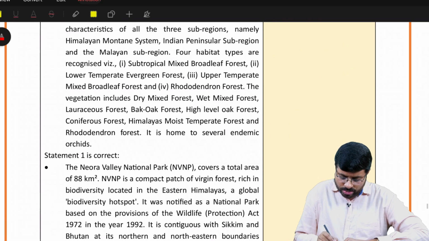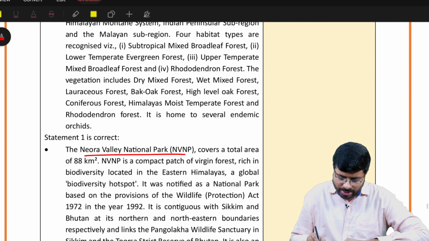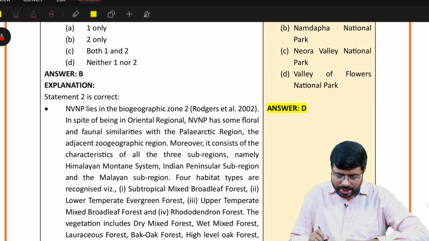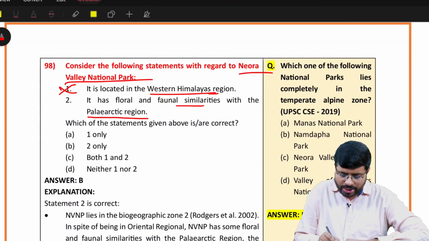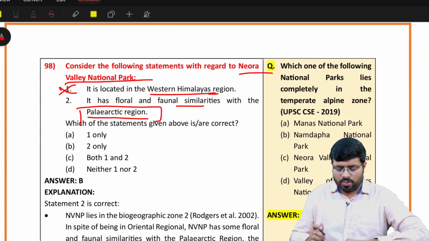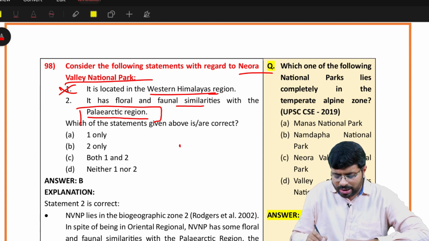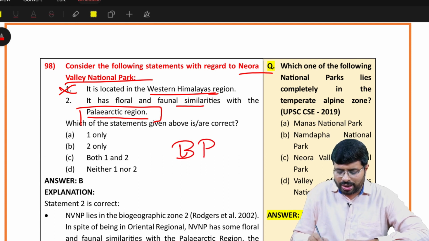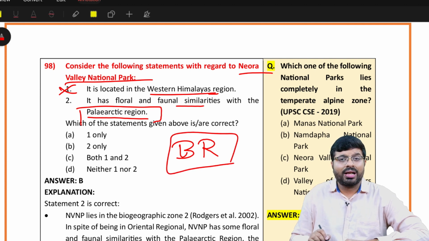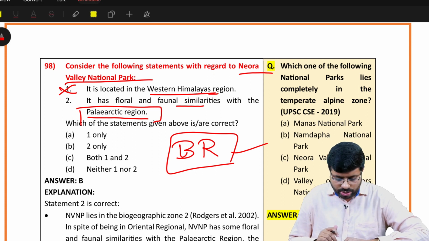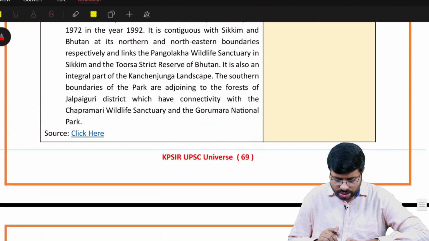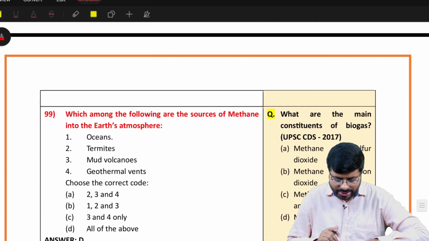So you see, Neora Valley National Park is part of the Eastern Himalayas, which is a biodiversity hotspot, a very important hotspot, and it is part of the Palearctic region because it is high in elevation. Now what you do, common sense: for all the major biosphere reserves, go and read, check the places, check the climate, check which animals. With that knowledge, you prepare this topic and let us see how it goes in the exam. That is what you can do in the last minute. Okay, so this is about environment questions. I hope you have understood the basic ideas about such things.